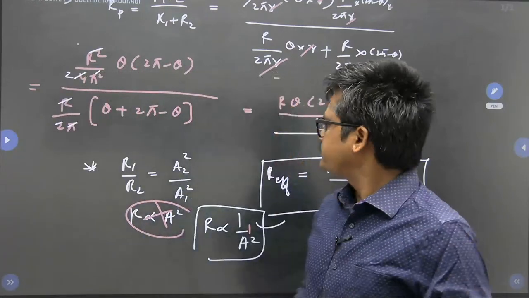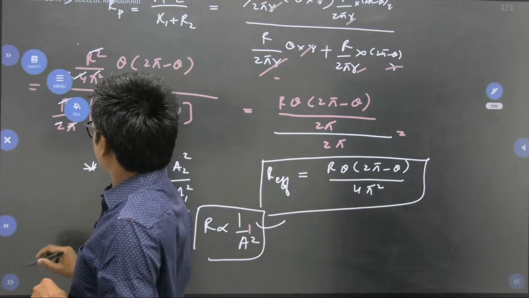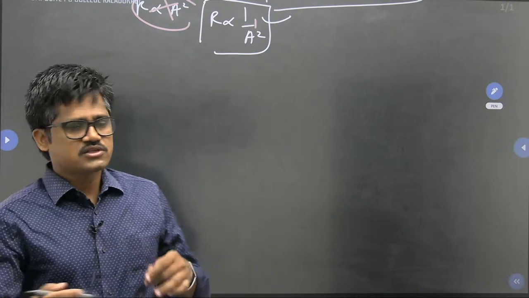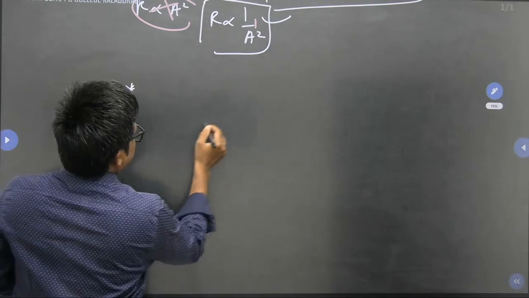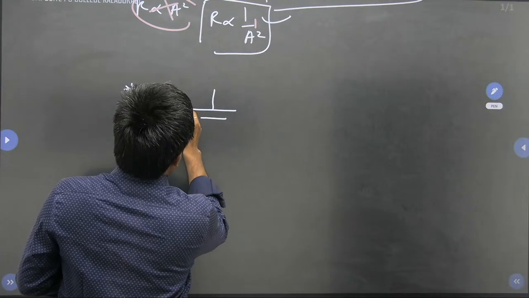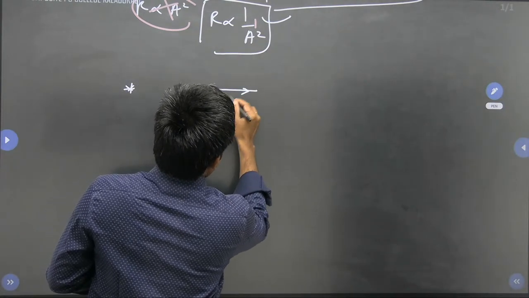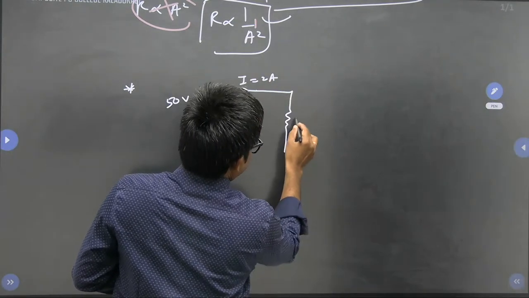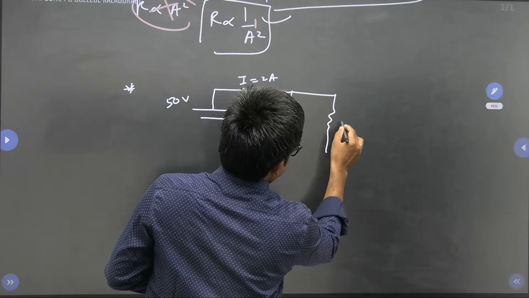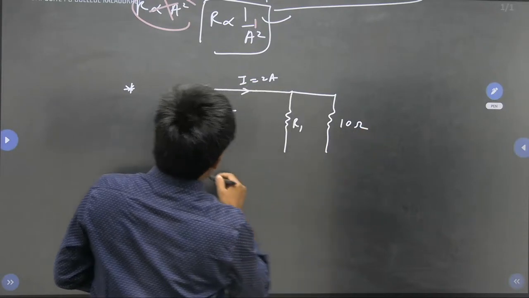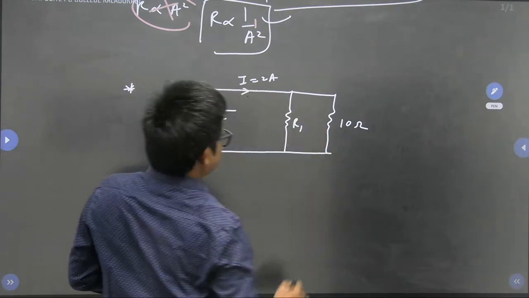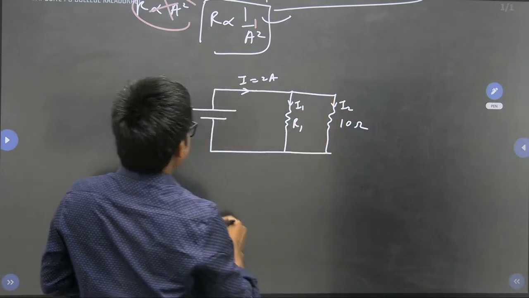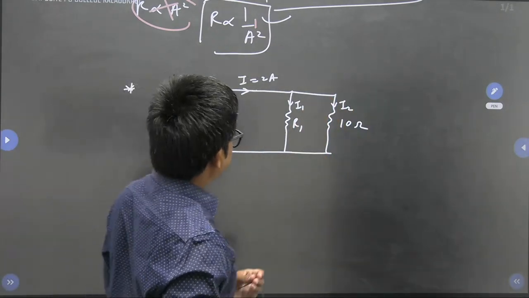Now let me move on. After this, let me have one more problem, in the same way. See here. Suppose we have one battery of 50 volt, and the current that it is sending, let me say 2 ampere. We have one resistance here, say R1, and we have another resistance here, say 10 ohm. Got my point? My question is, this current I will split here. It will be I1 here and I2 here. What should be the resistance R1?